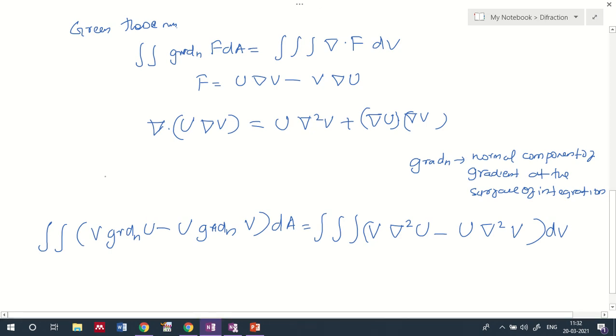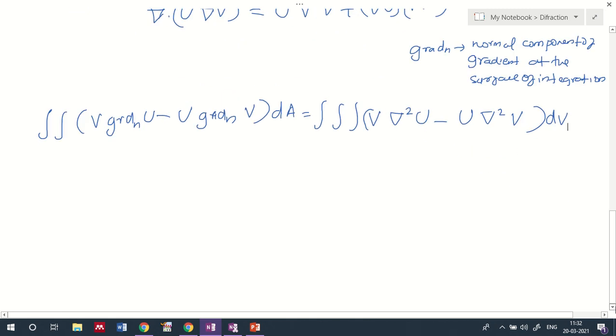Okay, so now we got that this integration can be represented in that way. So now what we do is that, as we know the wave function, the wave function we have is that u and v is the wave function we have here.